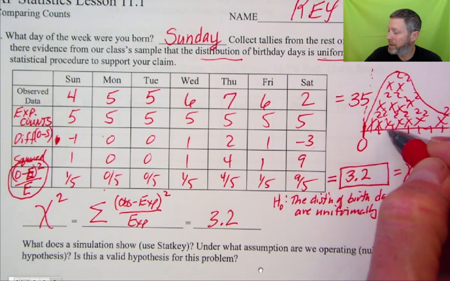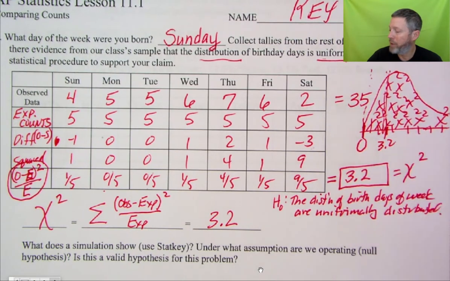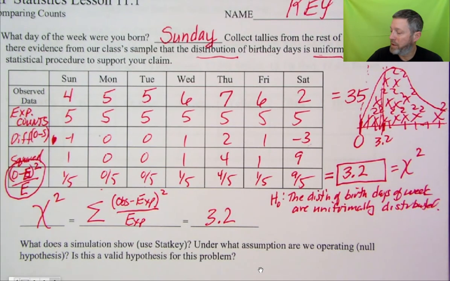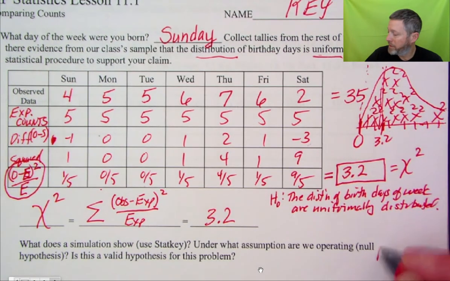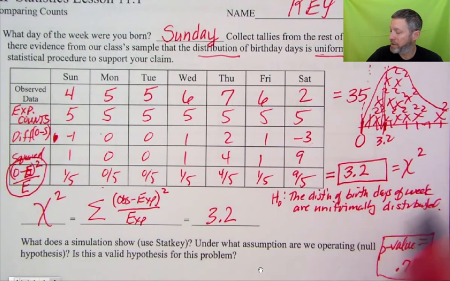3.2 ends up being kind of like right there. 3.2 is not even halfway over. And so the p-value for this, not real sure where to put that. Let me stick it right here because I forgot to write the alternative. The p-value ends up being 0.78.